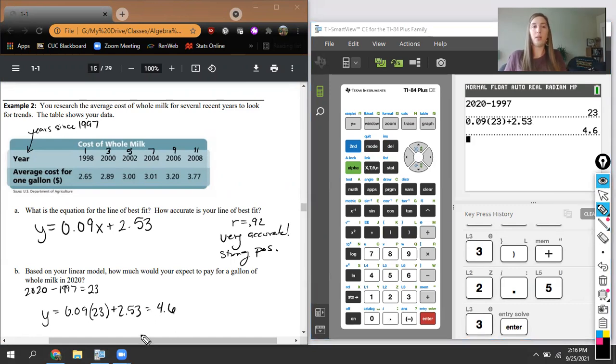So what does that mean? Well, Y values represented average cost for 1 gallon. So we expect to pay, do I say 4.6? No, put it into context to say we expect to pay $4.60 per gallon of milk in 2020. All right, so because this is fairly accurate, I bet if you go to the grocery store, it might be similar, it might be close, but realize it's not going to be the exact value because it's a scatter plot. We're just making predictions.